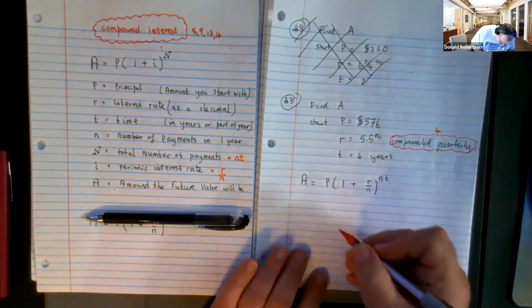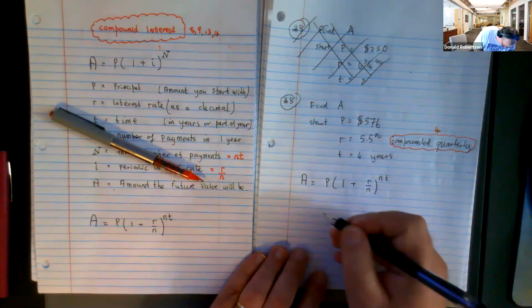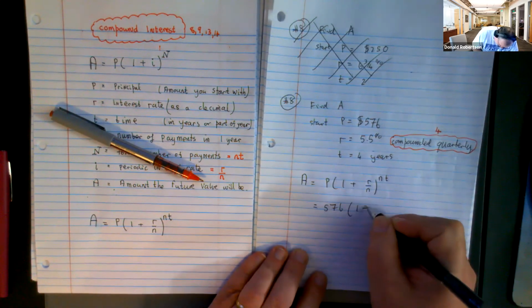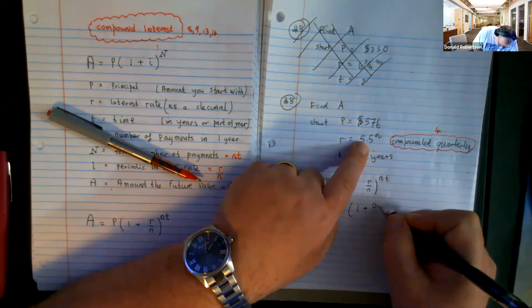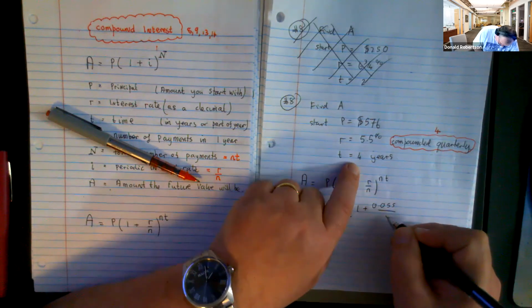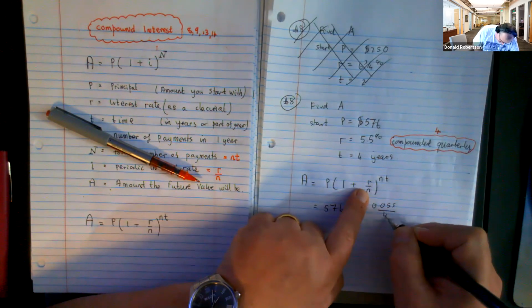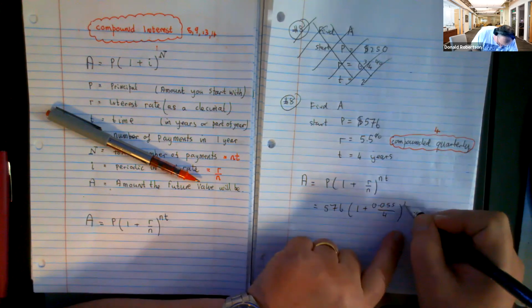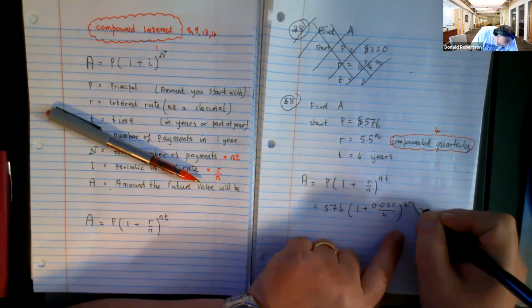Right, back to this fella. $576. 1 plus the interest rate as a decimal, divided by little n, the number of payments per year, close the brackets, to the power of the number of payments per year times 4 years.